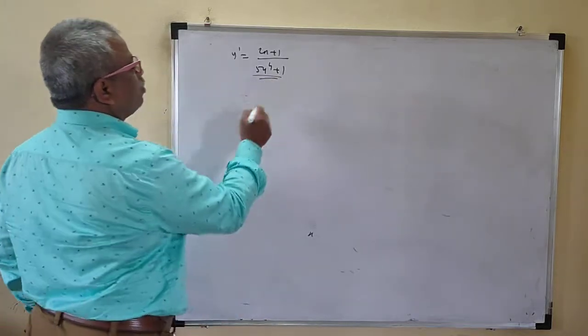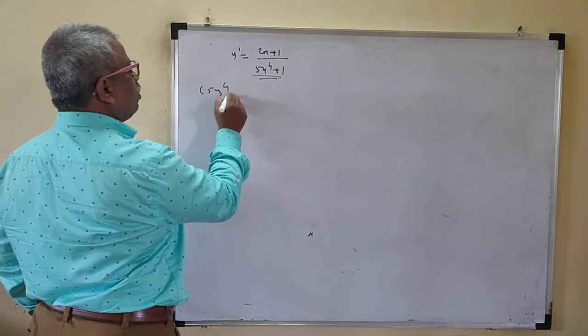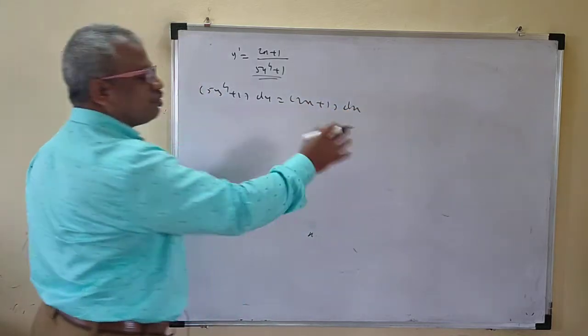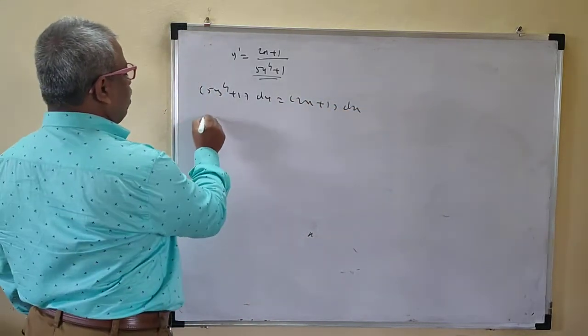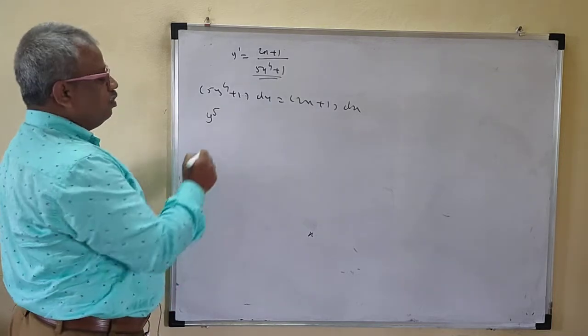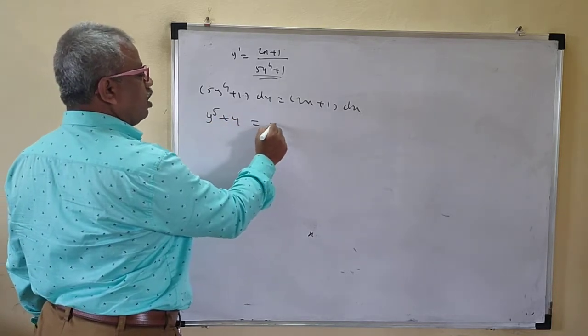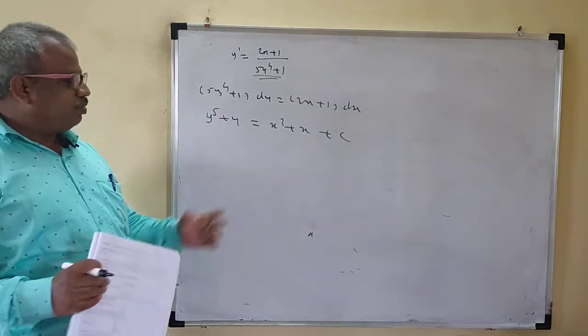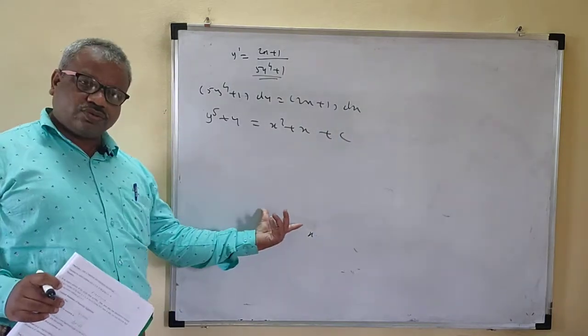This is 5y raised to power 1 dy is equal to twice x plus 1 dx. Just integrate this. So this is y raised to 5 plus y is equal to x square plus x, and add c anywhere. But just choose your option. You have to choose your option.